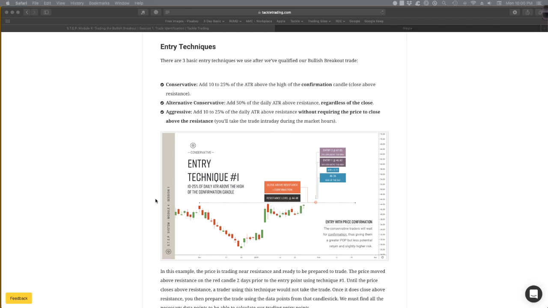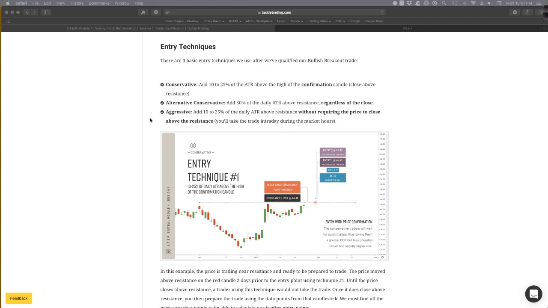Now, the conservative strategy is to take the average true range, the ATR, and take 10 to 25% of the ATR above the high of the confirmation candle close or above resistance. You could do a little bit more conservative, and you could look for 50% of the daily ATR above the resistance, regardless of the close. So some people like to wait for the close above resistance. Other people just like to buy as it triggers above resistance.